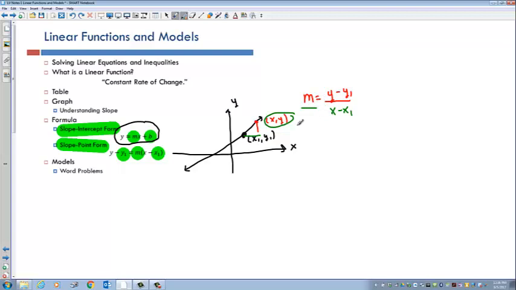Now notice what happens if you clear denominators. If we multiply both sides by x minus x sub 1, you're going to get m times x minus x sub 1 on one side, and the x minus x sub 1s on the other side are going to cancel. And so you're going to get y minus y sub 1, which is basically this formula, written the other way. So y minus y sub 1 is equal to m times x minus x sub 1. And we call this the slope point form because, again, you're given the slope and a point.